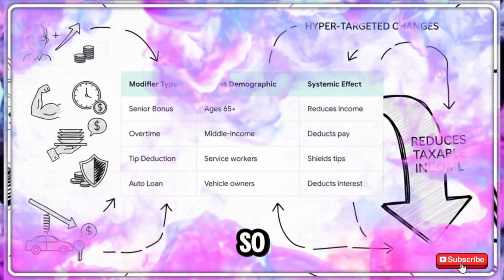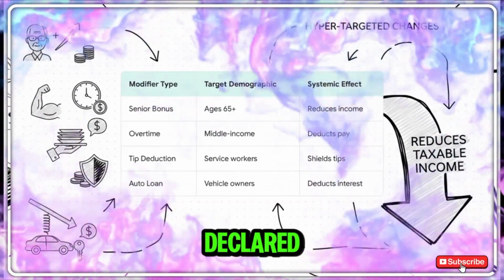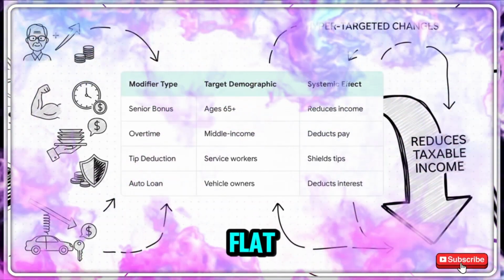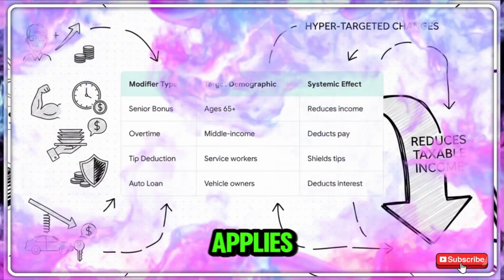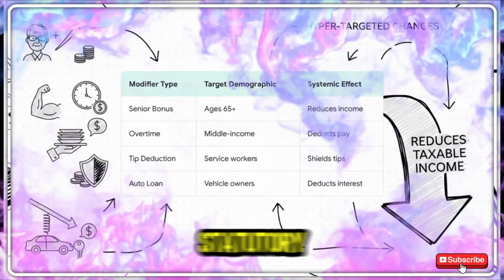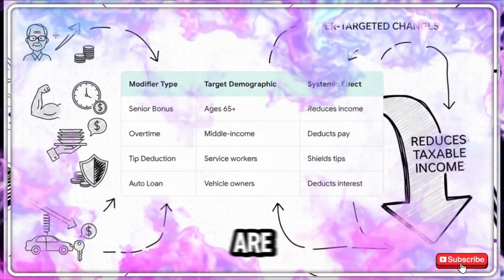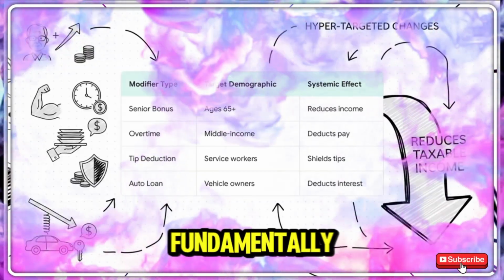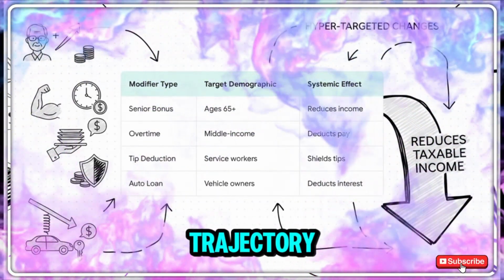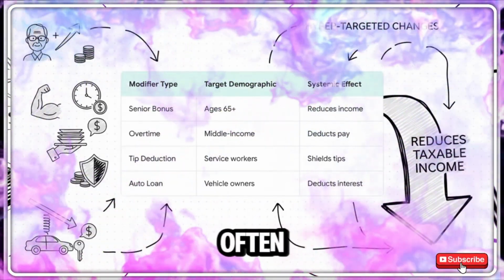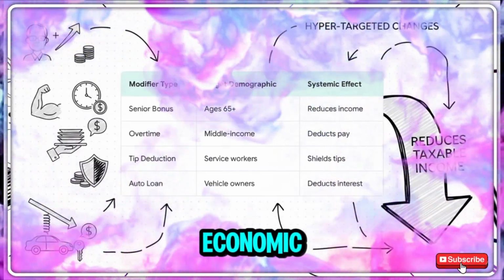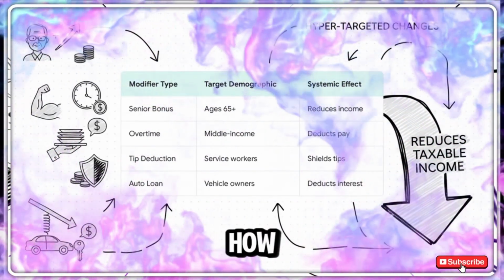Okay, so once your gross income is declared, you're obviously not just paying a flat percentage. The framework applies a series of what we call statutory modifiers. These are recently enacted variables that fundamentally change the trajectory of your adjusted income, and they often target highly specific economic behaviors. Just look at how hyper-targeted these are.